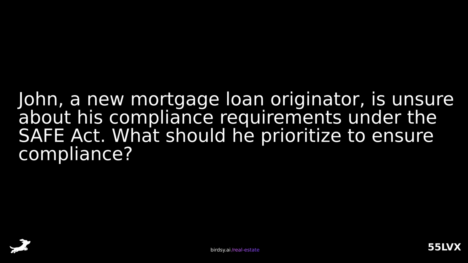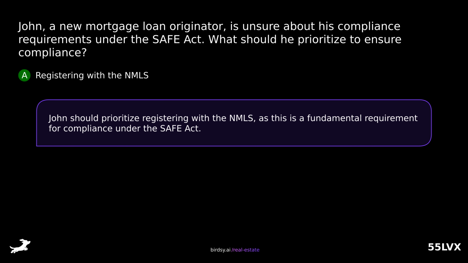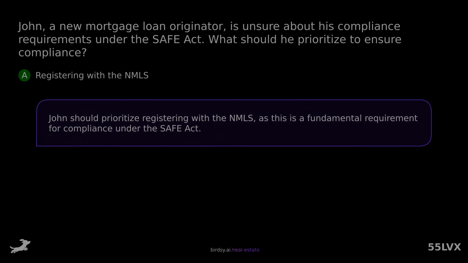John, a new mortgage loan originator, is unsure about his compliance requirements under the SAFE Act. What should he prioritize to ensure compliance? Is it A, registering with the NMLS? B, attending a financial literacy seminar? C, obtaining a real estate license? Or D, submitting a business plan to the CFPB? The answer is A, registering with the NMLS. John should prioritize registering with the NMLS, as this is a fundamental requirement for compliance under the SAFE Act.